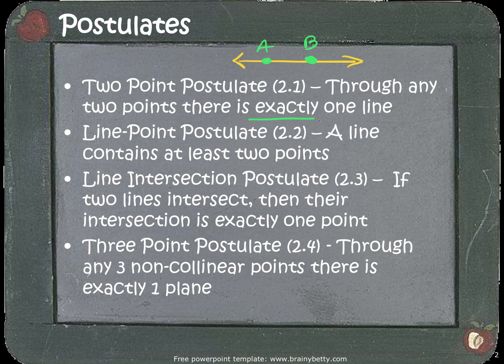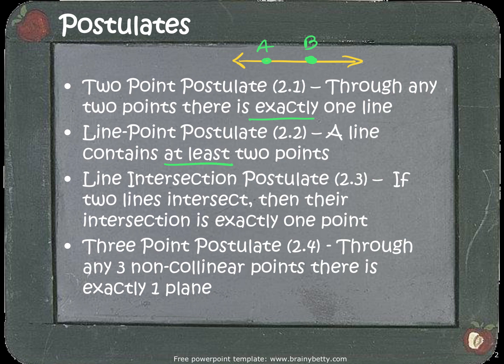Okay, the next one is called the line point postulate. And this one states that a line contains at least 2 points. Okay, so what that means is no less than 2. You need a minimum of 2 points to form a line. So you need at least 2. You can have more. You could have 3, 4, an infinite number. But you need at least 2 points to make a line. And this is called the line point postulate.